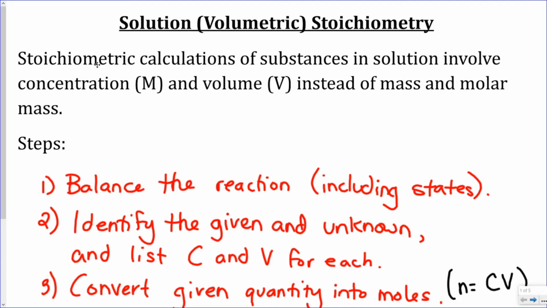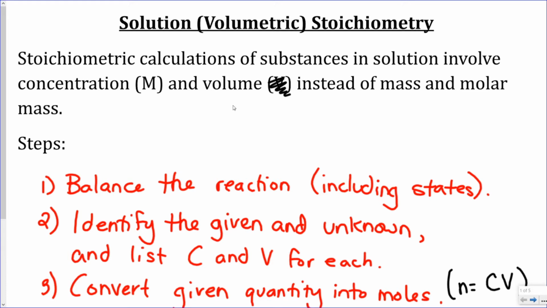And as it says here, these are stoichiometric calculations of substances in solution. So we're doing these reactions in a solution. And because we're doing it in solution, we are going to be using concentration. And I just put here that that's big M for molarity. And volume, I don't think that V should be there, instead of mass and molar mass. So it's actually going to be all the same steps as before with just a small little change. And we'll see what they are.